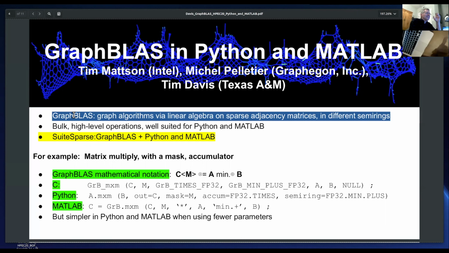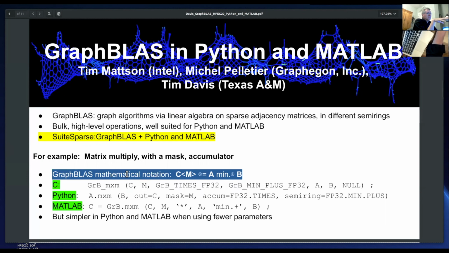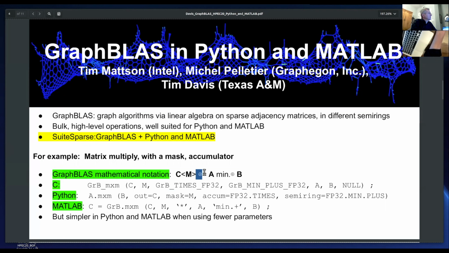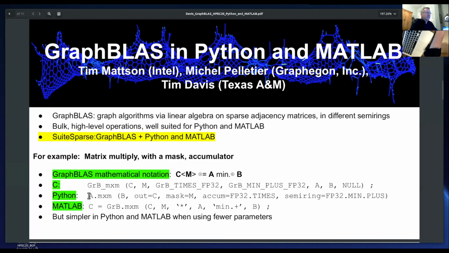Now to show you how easy it is to use GraphBLAS from Python and MATLAB and yet get nearly the same performance as C. First of all, the syntax is much simpler. We don't have a compiler for our GraphBLAS mathematical notation, but we write a masked matrix multiply over a semiring this way, where an accumulator operator of times is being used in this example. In the C syntax, you have to provide the entire set of arguments, even ones you don't need. These can be dropped out in Python and MATLAB.